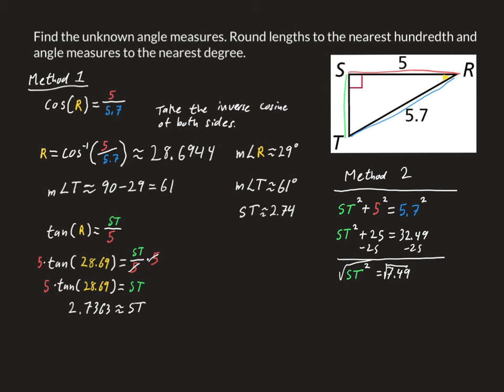So then I get that ST is approximately equal to 2.7368. Because of rounding, it's going to be slightly different than the other one. It's just rounding here. But for the answer, we need to round to the nearest hundredth. So it ends up being 2.74.